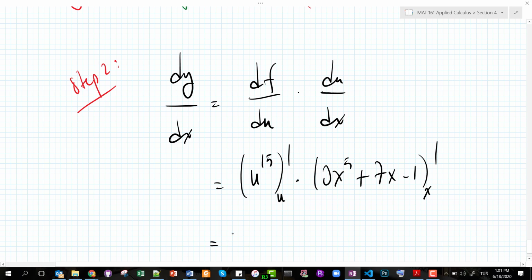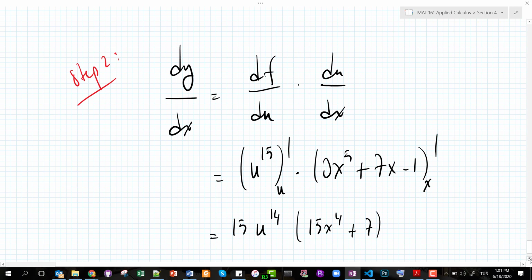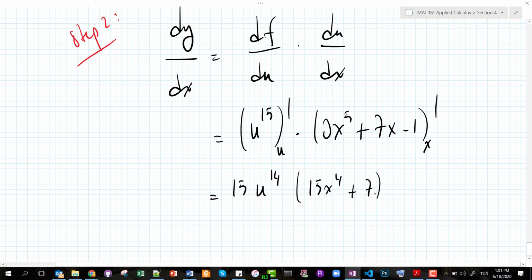So let me take the derivative of this, which is 15 times u to the 14 using the power rule. I'm going to also use the power rule here, 15x to the 4 plus 7, and then the derivative of 1, which is equal to 0, since it is a constant, as you know. And now look at what happened. I'm done with the derivative, but at the end of the day, who was u? U was equal to g of x, which is 3x to the 5 plus 7x minus 1, to the 14 times the derivative of u, which is 15x to the 4 plus 7.